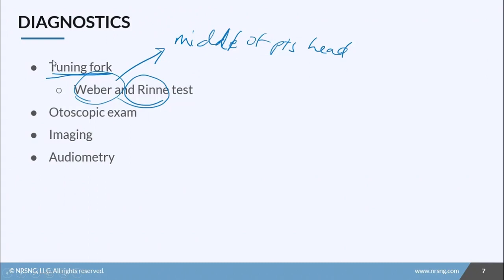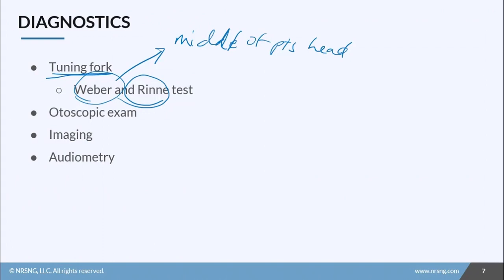And then the Rinne test compares hearing by air conduction with bone conduction. The vibrating tuning fork is placed on the patient's mastoid process for bone conduction, and the patient is asked when the sound is no longer heard. The tuning fork is vibrating, by the way, for this test. You'll swipe it down your leg, it's going to be vibrating, you place it on the patient's mastoid process, and ask the patient when the sound is no longer heard.